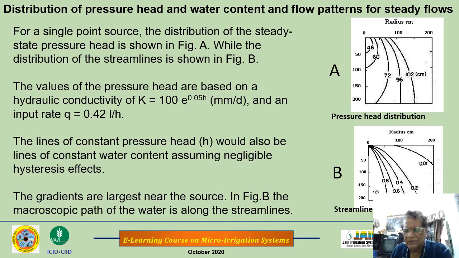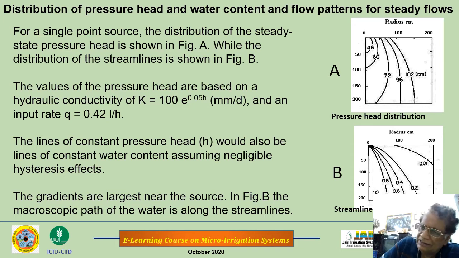Then we will see the distribution of the pressure and the moisture. And in this particular figure, the part A that you are seeing is the distribution of pressure head. And pressure head, you can just see as you go towards the outer boundary, the value is increasing or coming up to 1.02, but it's very low near the dripper. That means the saturation, the moisture content is very high near the dripper, and it keeps on decreasing as it goes towards the outer boundary of the wetted area.